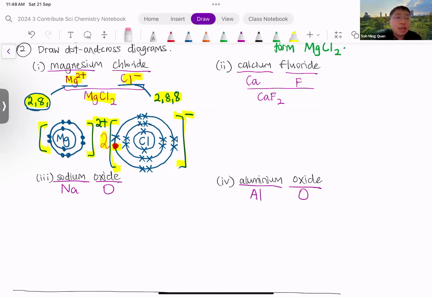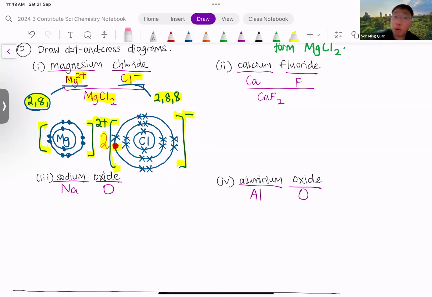All right. Now, we have just covered ionic compounds. So magnesium chloride is an ionic compound. Calcium fluoride, sodium oxide, aluminum oxide, they are all ionic compounds. You can recognize ionic compounds based on the fact that it contains one metal and one non-metal. Whenever you have metal plus non-metal, it's ionic, like this.